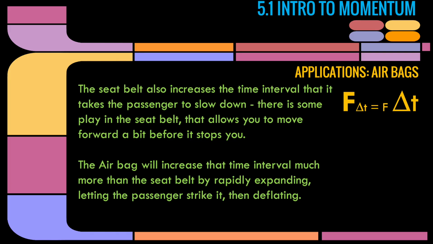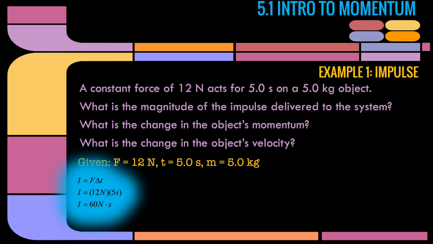So we have an example question that takes care of a lot of these things here. We have 3 questions here, and I did it question by question for slides. So we have a constant force of 12 newtons for 5 seconds acting on a 5 kilogram object. The first question is the impulse delivered. So given the force, the time, the mass, I is just force times time, 12 times 5, giving me 60 Newton seconds. That's what the impulse is.